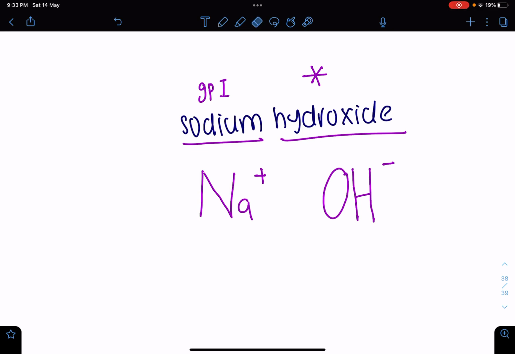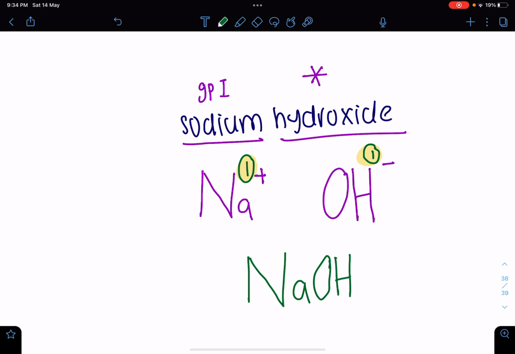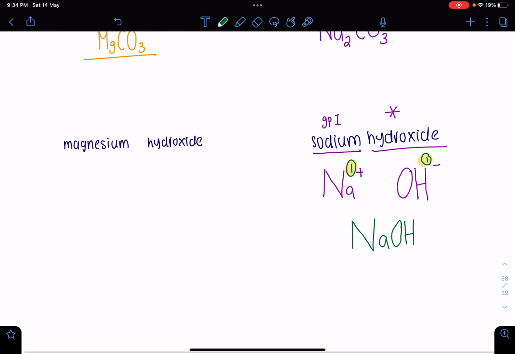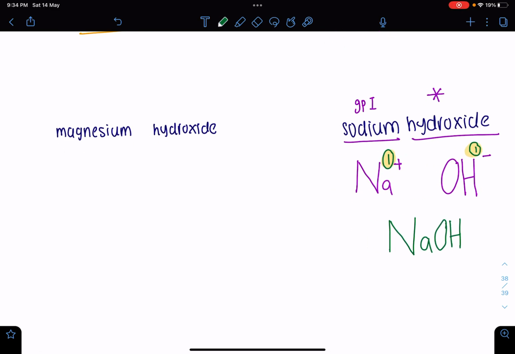So what's the formula for sodium hydroxide? We're going to do circle, circle, cross, cross again. I'm circling an imaginary 1 and another imaginary 1. Same thing, you realize that the numbers are exactly the same. So we just throw away the numbers, and then this is our formula, NaOH.